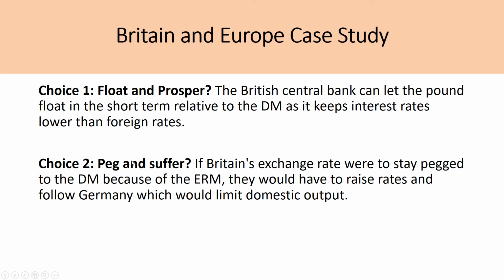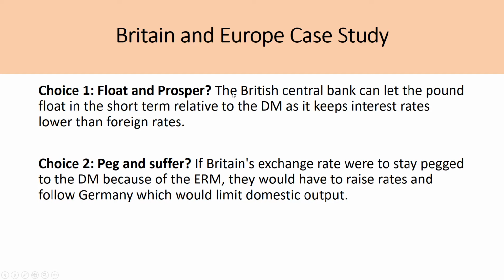So choice number 2 was peg and suffer. If Britain's exchange rate was to stay pegged to the DM because of the ERM, they would have to raise rates and follow Germany, which would limit domestic output and eventually lead to a recession. Or choice number 1, and really the difficult choice, is to get out of the ERM system and float, right?